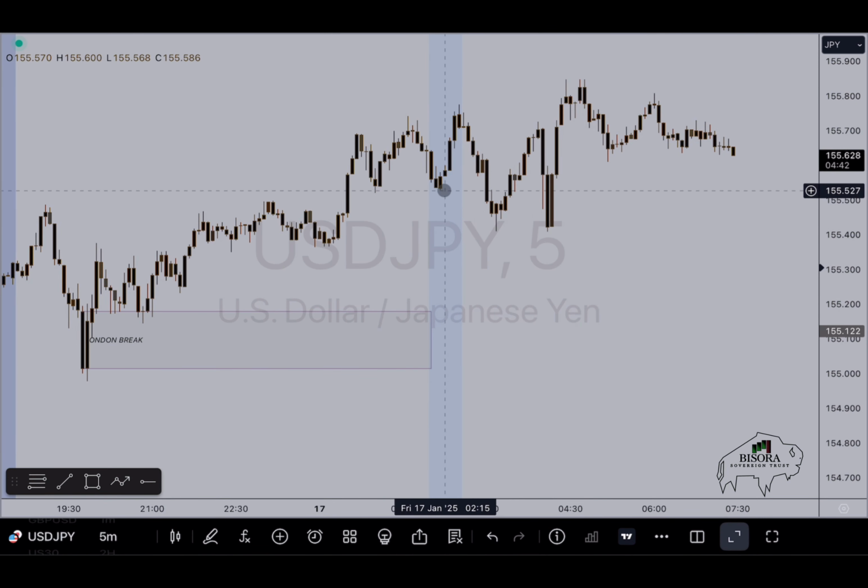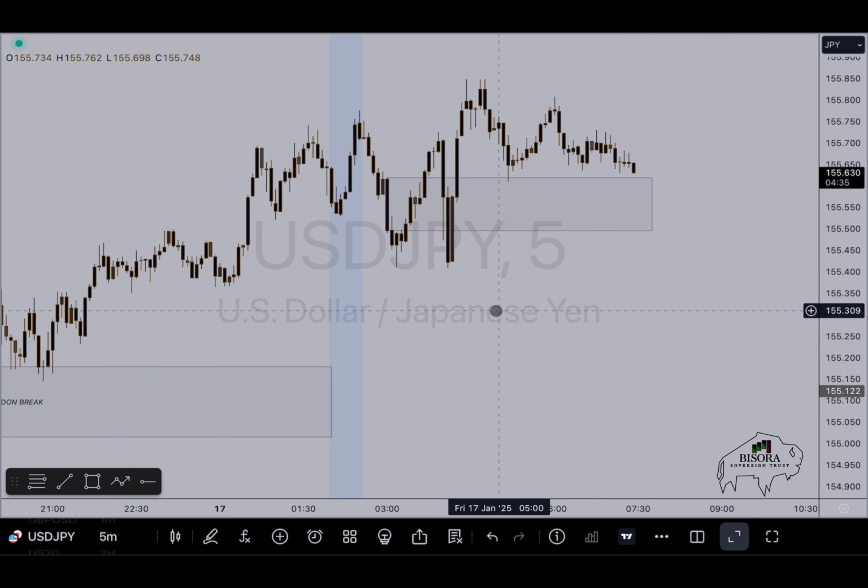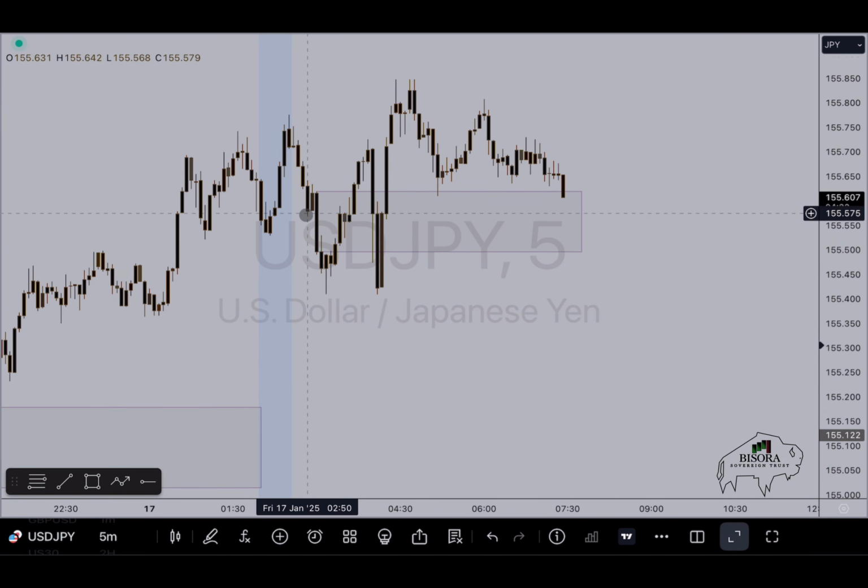And right here, I'm gonna go ahead and highlight this level as my London break. I should not have to explain to you guys why. This is the first candle that closes below the range that was formed in the first 30 minutes of the London session. Okay, we already had that time elapse and we already have that range being broken. We can go ahead and highlight that.